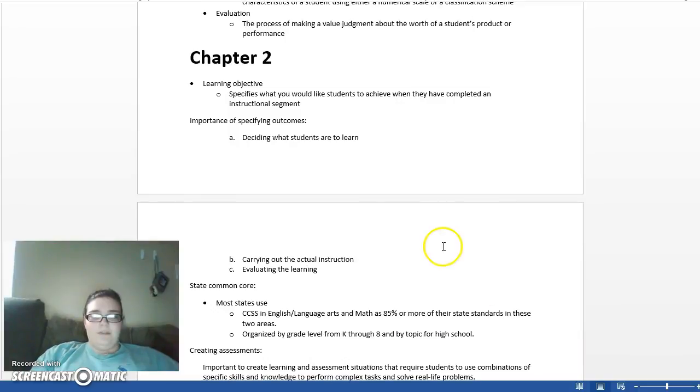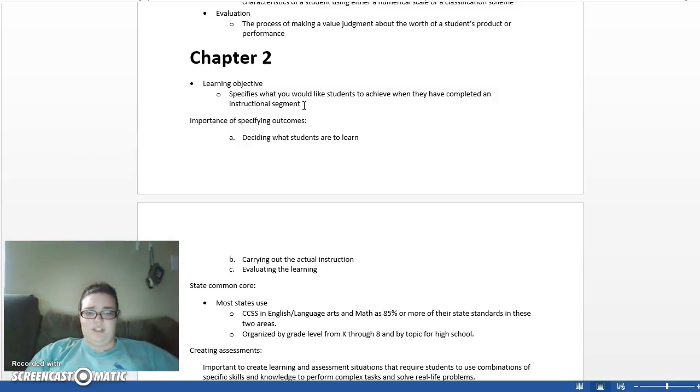Now Chapter 2, and the first heading is Learning Objective, and Learning Objective specifies what you would like students to achieve when they have completed an instructional segment. So you should have your learning objective posted in your classroom every day, so that the students can see it, along with your standards posted, and you need to go over it with your students so that they understand.